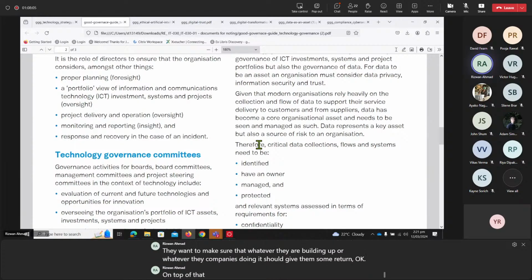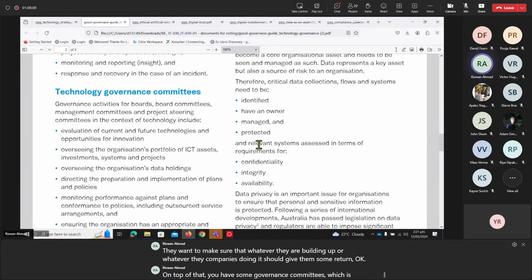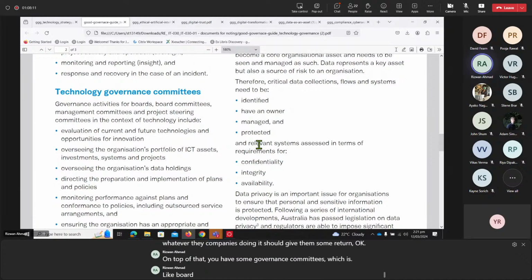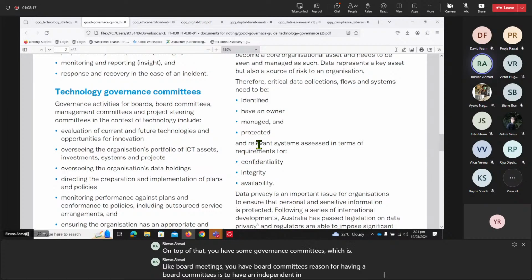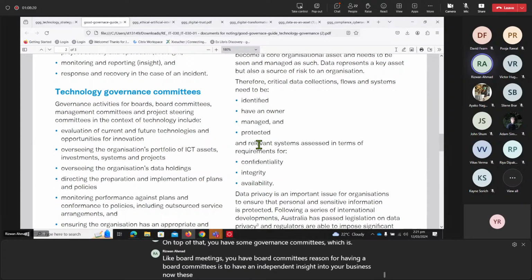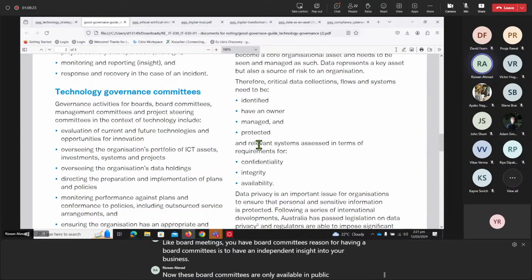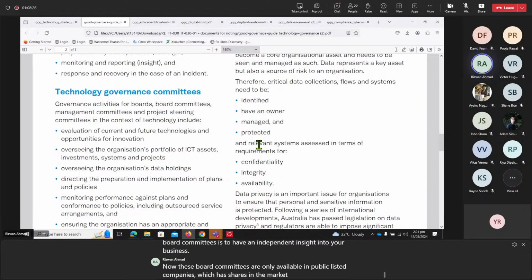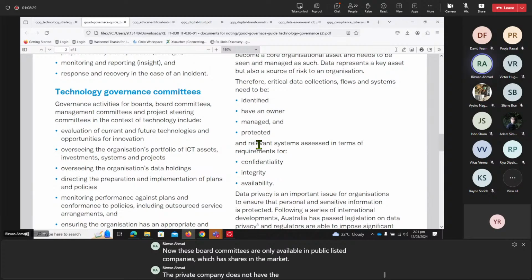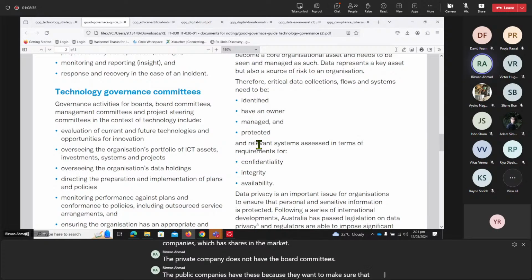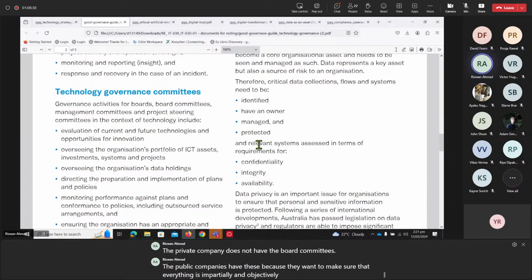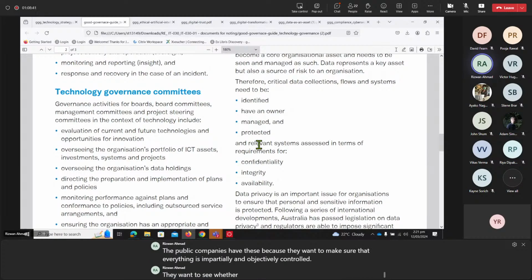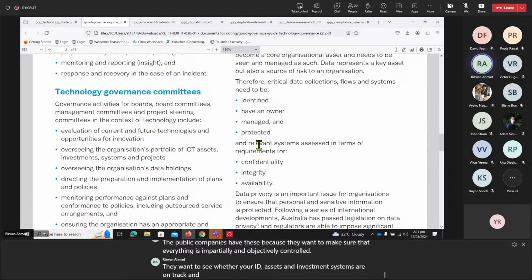On top of that, you have some governance committees, which are like board meetings. You have board committees. The reason for having board committees is to have an independent insight into your business. Now, these board committees are only available in publicly listed companies which have shares in the market. The private company does not have board committees. The public companies have these because they want to make sure that everything is impartially and objectively controlled. They want to see whether your ICT assets and investment systems are on track and you are not spending too much on that.